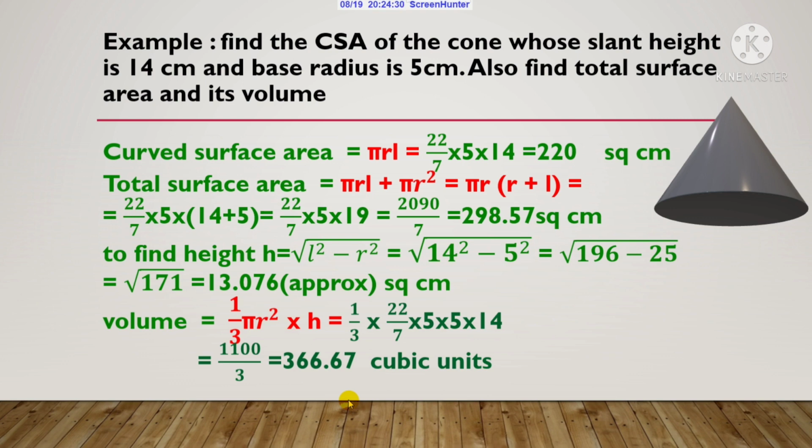Directly substituting the values in the formula, that is pi r L, pi is 22 by 7, r is 5, L is 14. If you calculate, 7 twos are 14 and the entire thing will be 220 square centimeters.